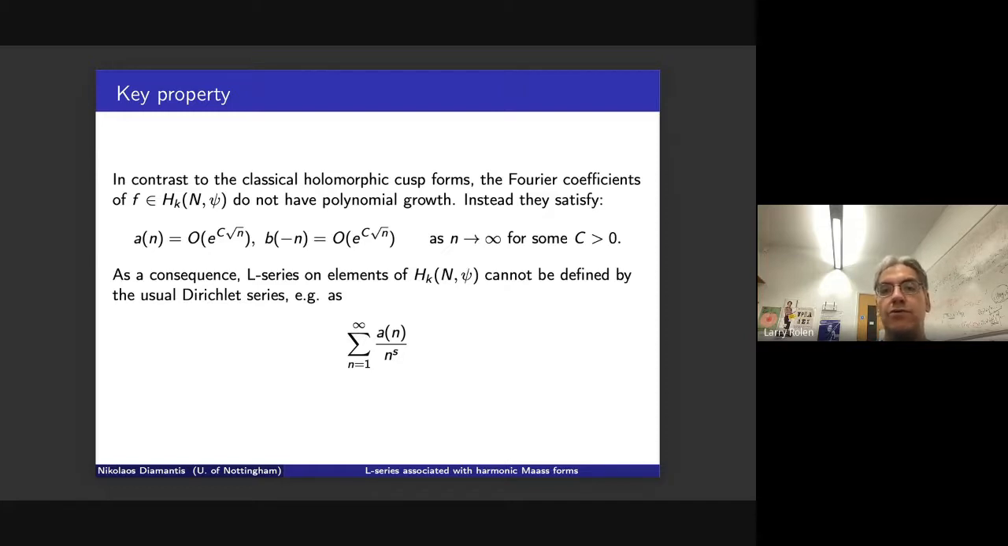For example, even if we ignored the negative n's or the possibly zero coefficients and so on, even if we restricted to the positive terms, we would not be able to define that, no matter what the real part of s was. So that's not the way to start the definition of an L-function associated to weakly holomorphic forms, or generally to harmonic Maass forms.